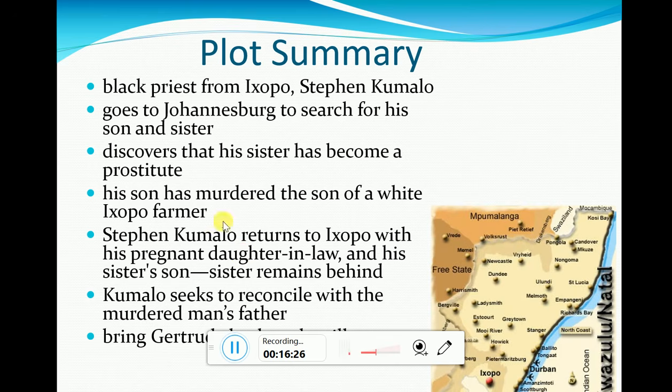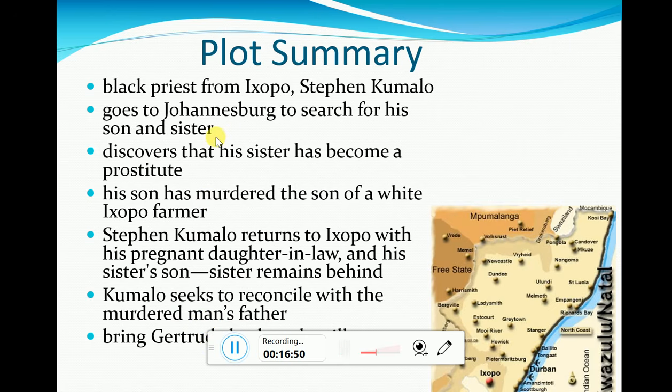Okay. Stephen Kumalo returns to Ixopo with his pregnant daughter-in-law, who is the girlfriend of Absalom, because Absalom is already in jail and he is going to be executed as well because he murdered Arthur Jarvis. And then his sister remains behind. Kumalo seeks to reconcile with the murdered man's father, James Jarvis, to bring Gertrude back home.